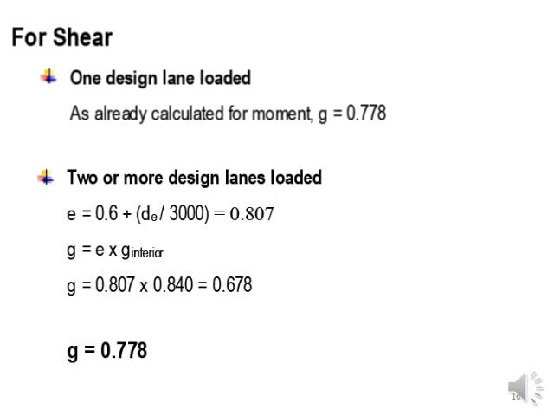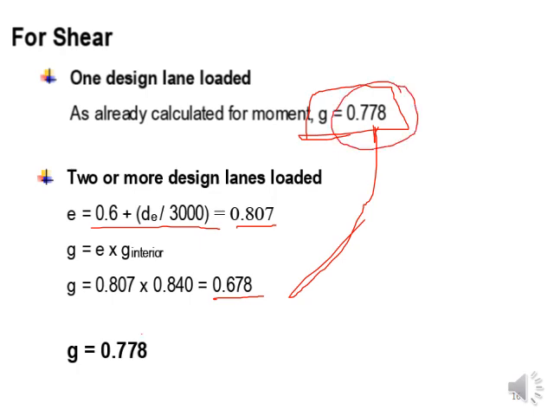Then for the shear, we have already calculated by using the lever rule, same criteria, same answer. And for two or more design lanes loaded, you have to calculate using another equation, which is different. Here you are getting 0.807. Here there is no limitation for the value to be greater than or equal to 1. Whatever the value is you use it, it is going to be 0.678, less than this particular value. Comparing these two, the larger one is again 0.778. So 0.778 will be the G value for the shear for the exterior girder.